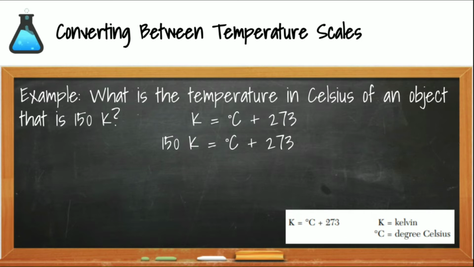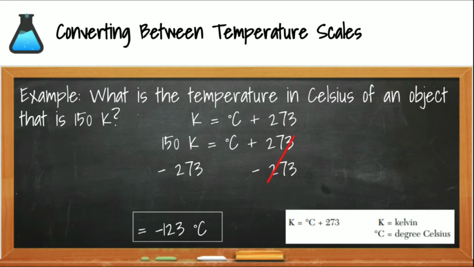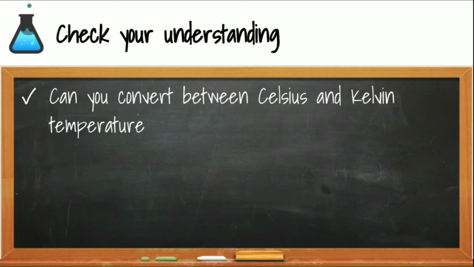In this example, we are looking for the Celsius temperature when the Kelvin temperature is 150. So when we substitute into this problem, notice that we have shown the equation, the correct substitution, and then we will use algebra to solve. So the Celsius value is negative 123 degrees Celsius. By now, you should be able to use the equation on reference table T to convert between Kelvin and Celsius temperature.